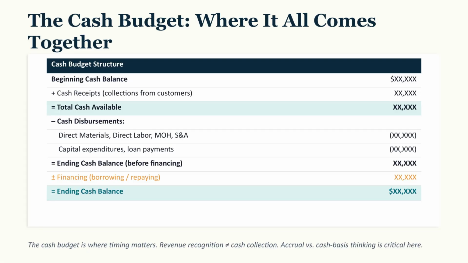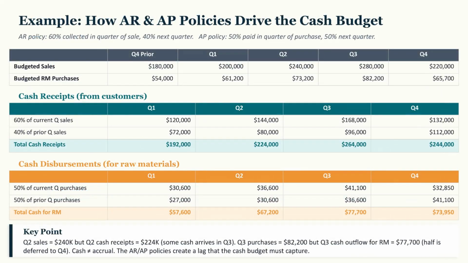This slide demonstrates the distinction between cash and accrual accounting. Review the tables. For cash receipts, AR policy collects 60% in the current quarter and 40% in the next. For cash disbursements, AP policy splits payments 50/50. Notice that Q2 sales of $240,000 result in only $224,000 in cash due to timing lags. Changing the AR policy shifts timing, affecting quarterly cash flow, while total amounts remain unchanged.